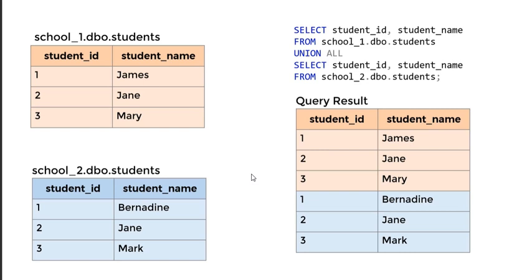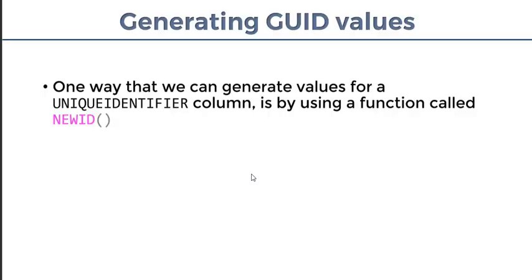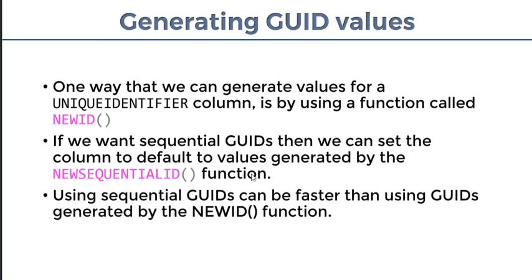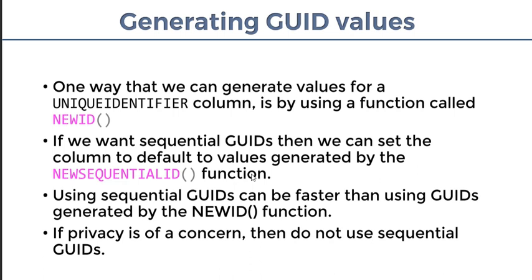Let's now take a look at a couple of ways we can generate GUID values. One way that we can generate values for a unique identifier column is using a function called NEWID. If you want sequential GUIDs, then we can set that column to default values generated by the NEWSEQUENTIALID function, right? Using sequential GUIDs can be faster than using GUIDs generated by the NEWID function. NEWSEQUENTIALID is faster than NEWID. If privacy is a concern, then do not use sequential GUIDs, right? Let's now switch to SQL Server Management Studio.